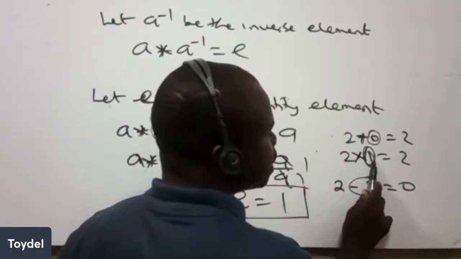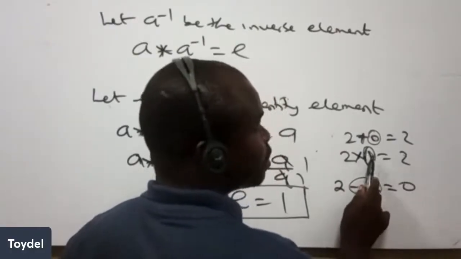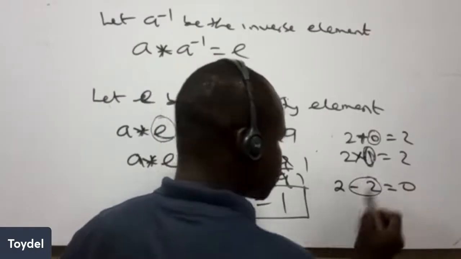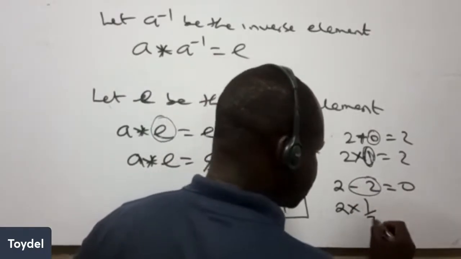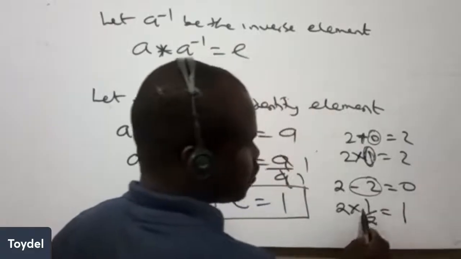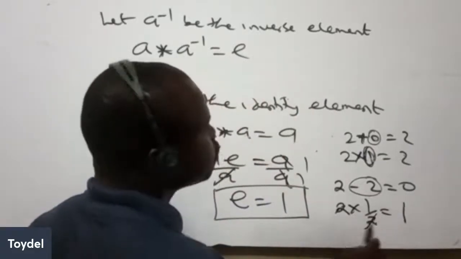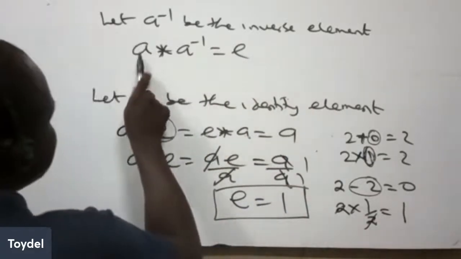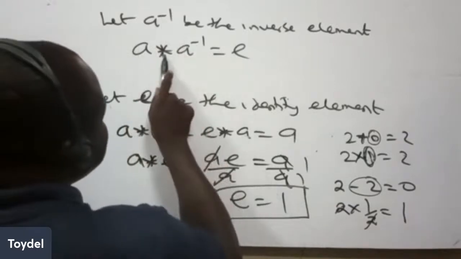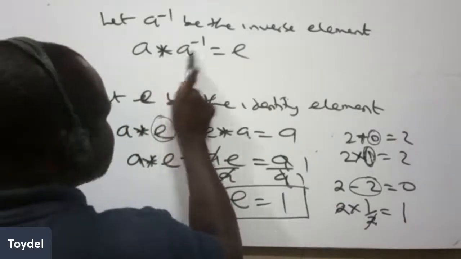Then I said 2 times 1 is 2. 1 is the identity element under multiplication. How do I get my 1? I'll say 2 multiplied by the reciprocal of 2 must give me 1. That is 1 all over 2. So in this case, if you have an element and you are operating that element with the inverse, you must get the identity.